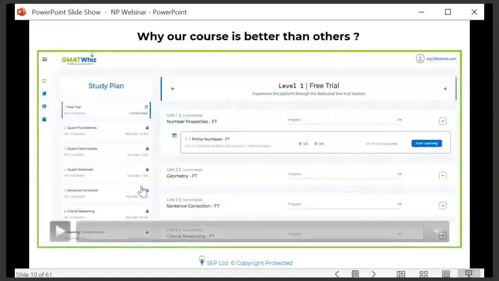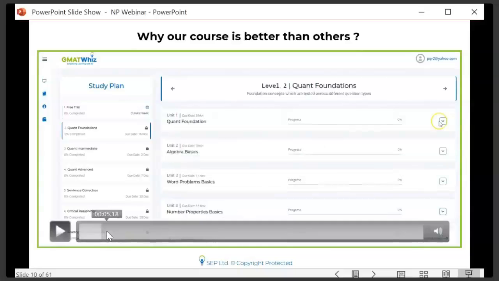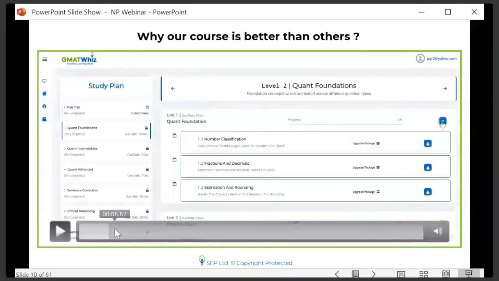So what we believe is the right progression to study, and again, I'm talking from a general point of view, is not to start off with just one topic, say one module, number properties. Ideally, when you're starting your quant preparation, you should start off with the basics first, and that is what we do in our course.